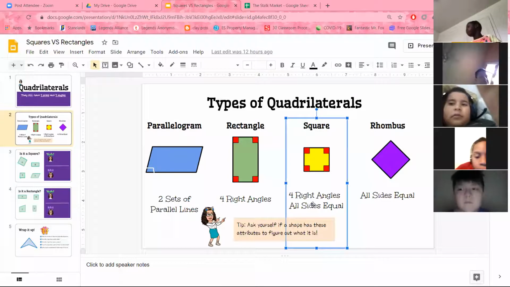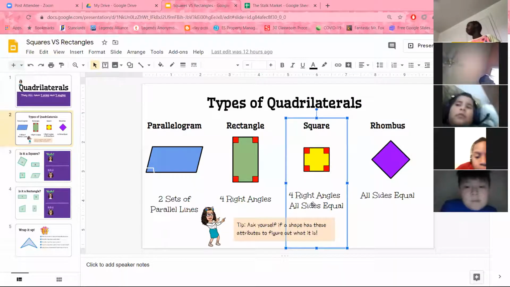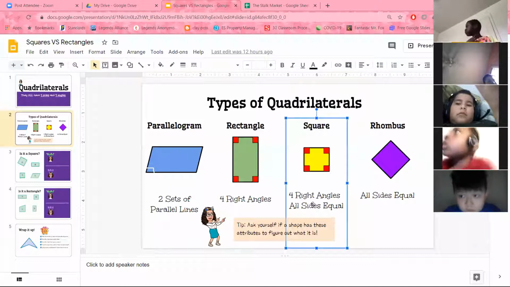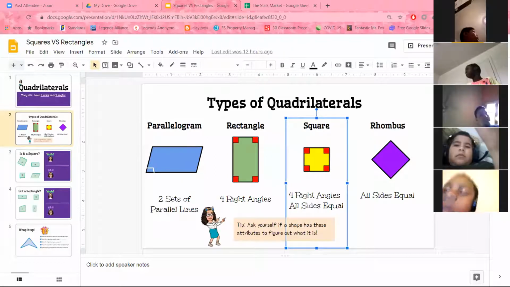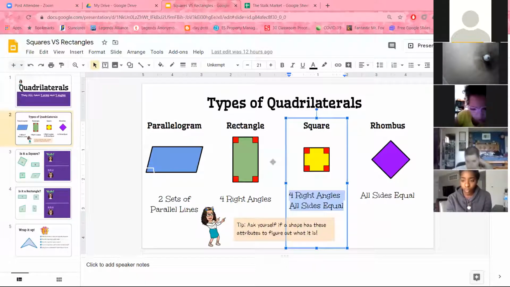Dalton. Make sure you unmute yourself, buddy. Dalton, do you know how to unmute yourself? There you are. What are the attributes of a square? 4 right angles, all sides are equal. Yep, a square has 4 right angles and all sides are equal. Thank you, Dalton.